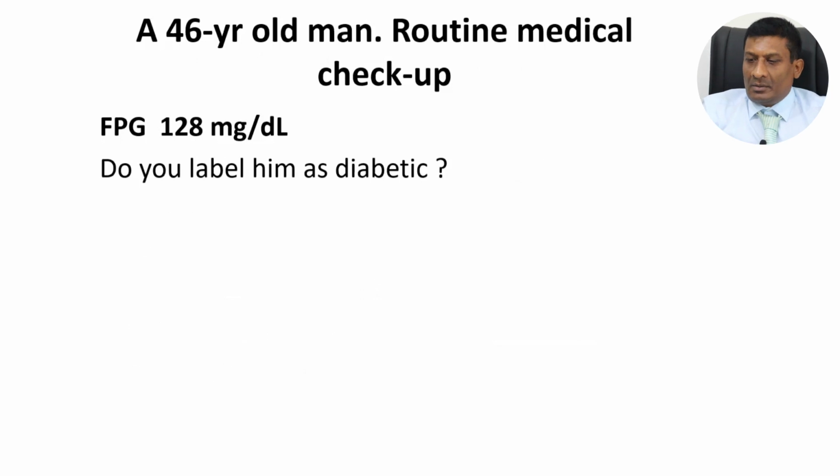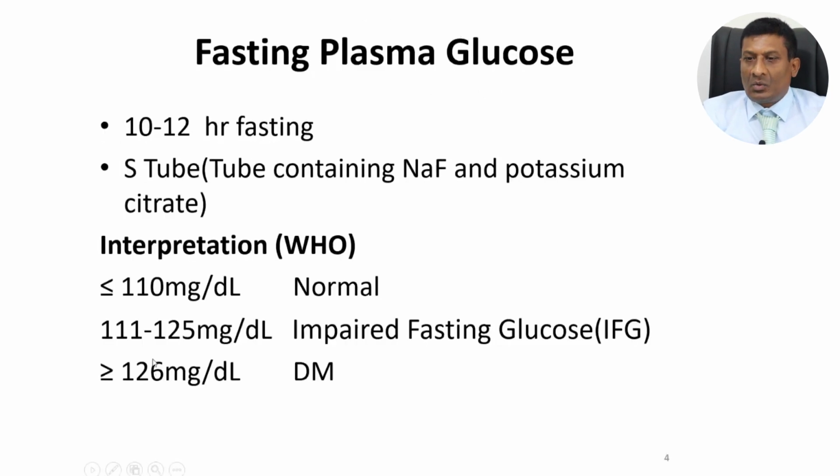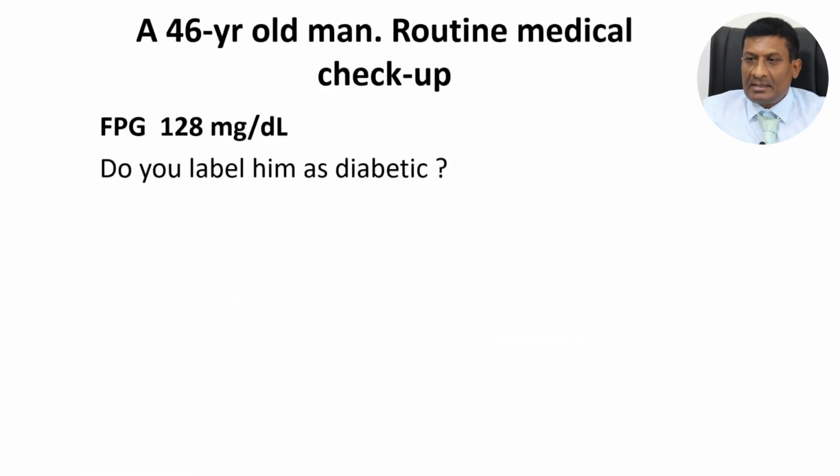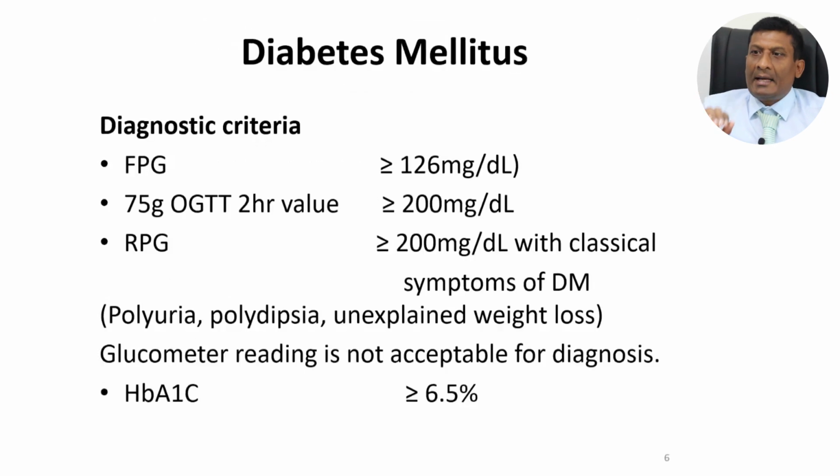Right. So now you know fasting plasma glucose equal to or above 126 is diabetes, and your patient has a value of 128 milligrams per deciliter. And I have asked another question. Are you going to label him as diabetic? I will give you a few seconds to think. Okay, let me move to the next slide and see what diabetes is.